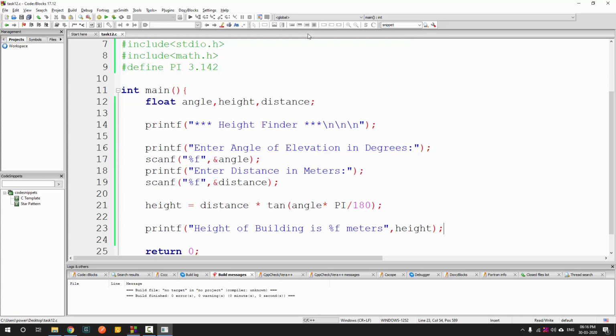Perfect. I hope you understood how we use C programming to find solutions to real world problems. So see you in the next week with loops. We will be introducing how to use loops in the C programming language.